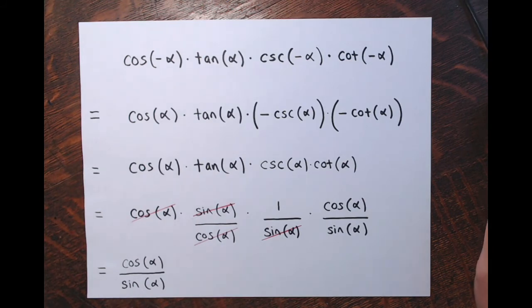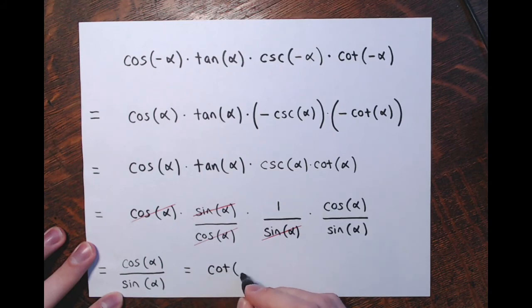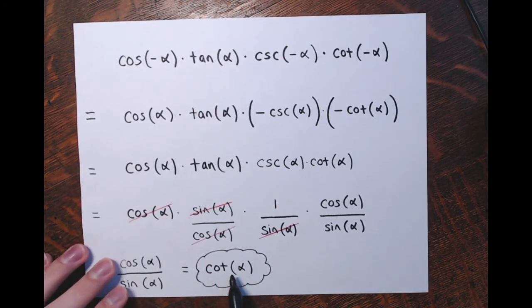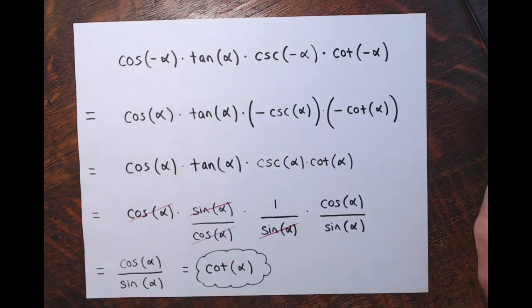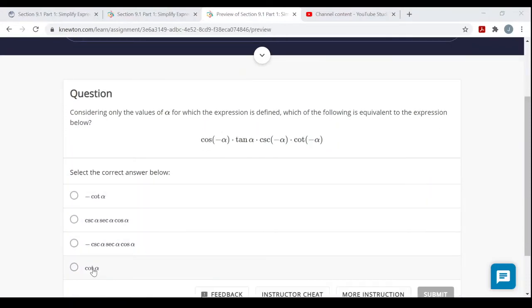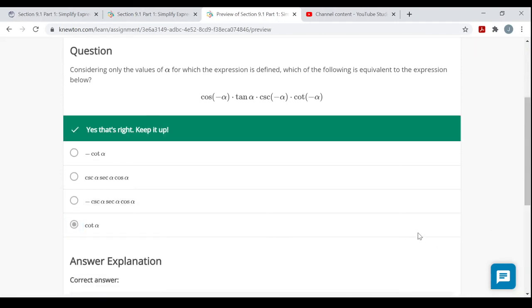Now this is perfectly fine, but there is a simpler, shorter way of writing this. Cosine alpha divided by sine alpha, remember one of those quotient identities, this is equivalent to cotangent alpha. And that's as simple as this can get. That's as little writing as I can do and still be equivalent to the original expression. So going back here, look at our choices, the cotangent alpha, the very last one there. And submit.